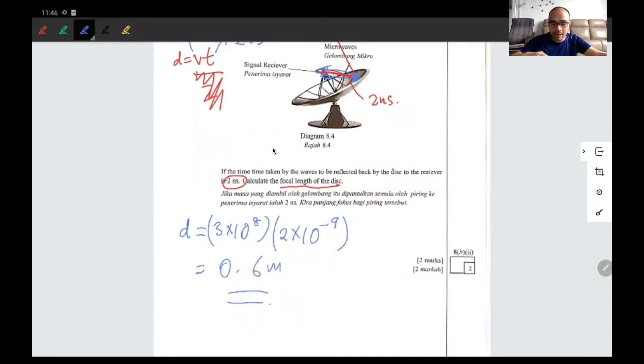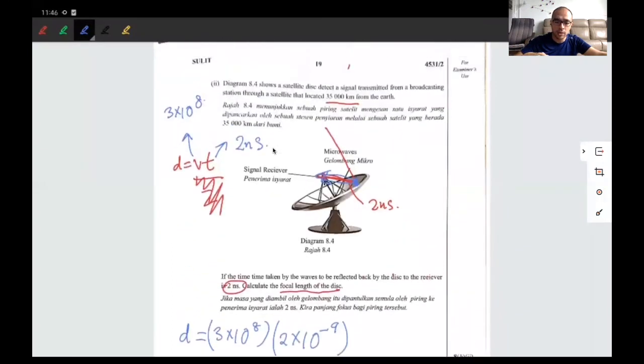At first glance, when I was looking at this question, I thought, why would they give this 35,000 kilometers? My first instinct would be, oh, 35,000 is D. But when you read the question properly, if the time taken by the waves to be reflected back by the dish to the receiver, we're just talking about this distance. The 35,000 kilometers doesn't matter. So it's an interesting question. It's a hot question maybe.